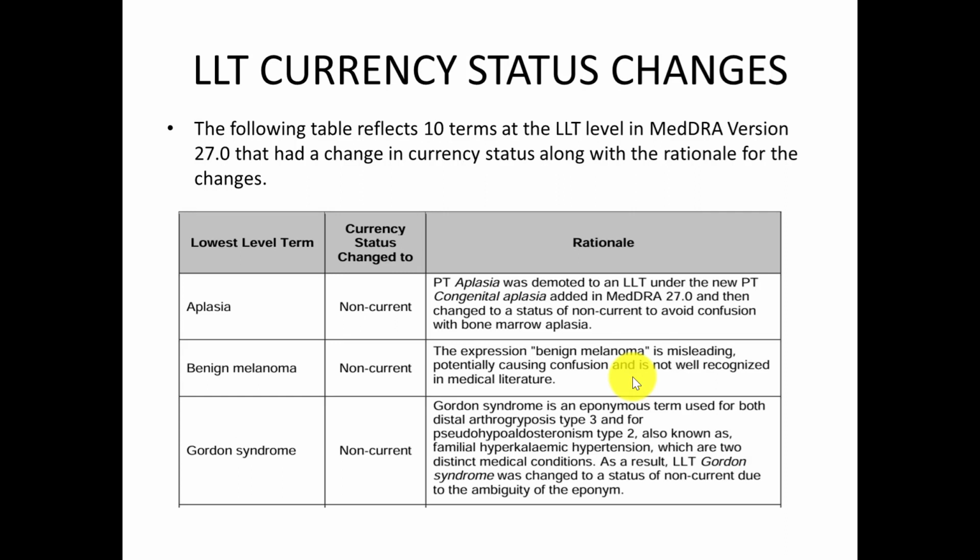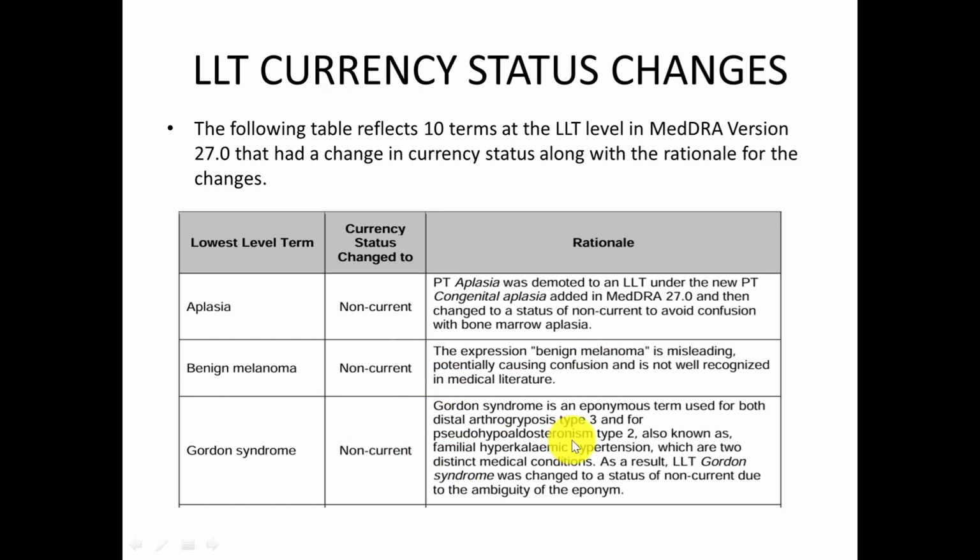We'll see there are 10 terms at the LLT level in MedDRA version 27.0 that were changed from current to non-current. The rationales are also given. For example, aplasia is now non-current; previously it was a current term. Aplasia was demoted to an LLT under the new PT congenital aplasia, and this change was done to avoid confusion with bone marrow aplasia. Then benign melanoma is misleading, potentially confusing, and not well recognized in medical literature. That's why it was made non-current.